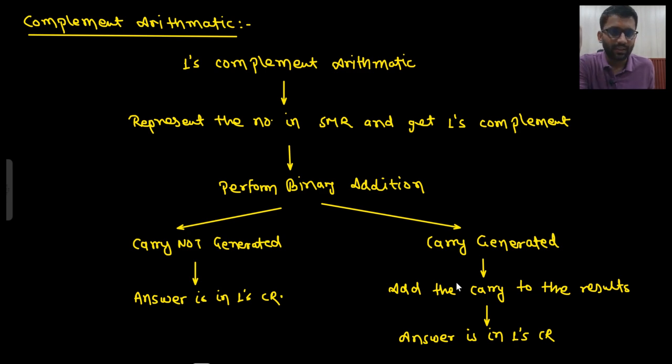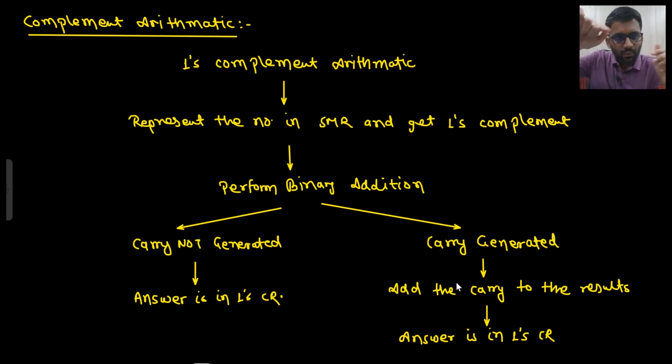Okay. So we have done BCD calculation, right? We have done XS3 calculation. So there was a certain method. So here also there will be a certain method. So for 1's complement arithmetic, what you need to do? First you need to represent the number in SMR, then you need to represent it in 1's complement form. Then just perform the binary addition. Same kind of thing we did in our previous calculations as well. In BCD addition, what did we do? We represented the number in BCD and then we did the binary addition. Same thing we are doing here.